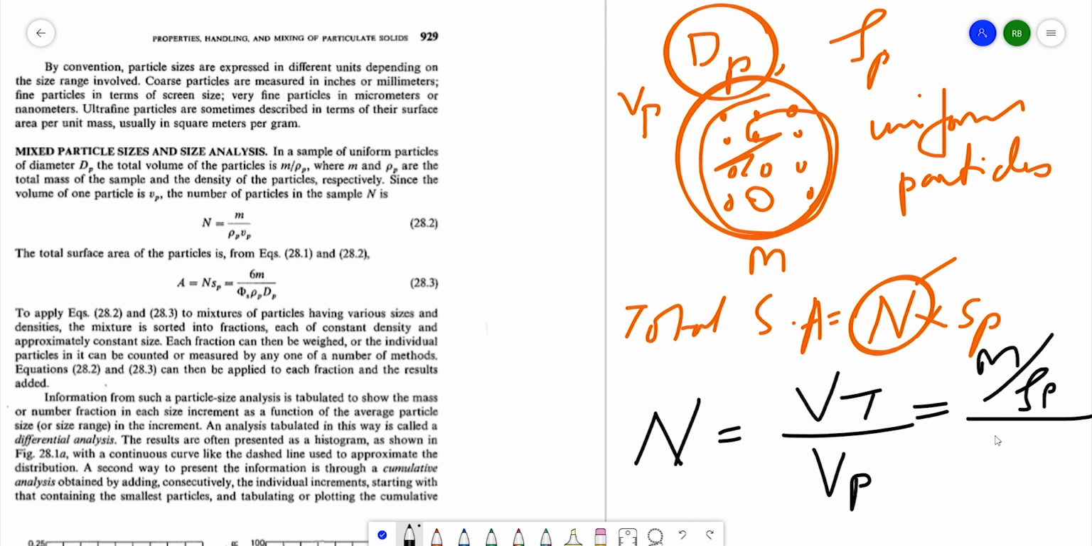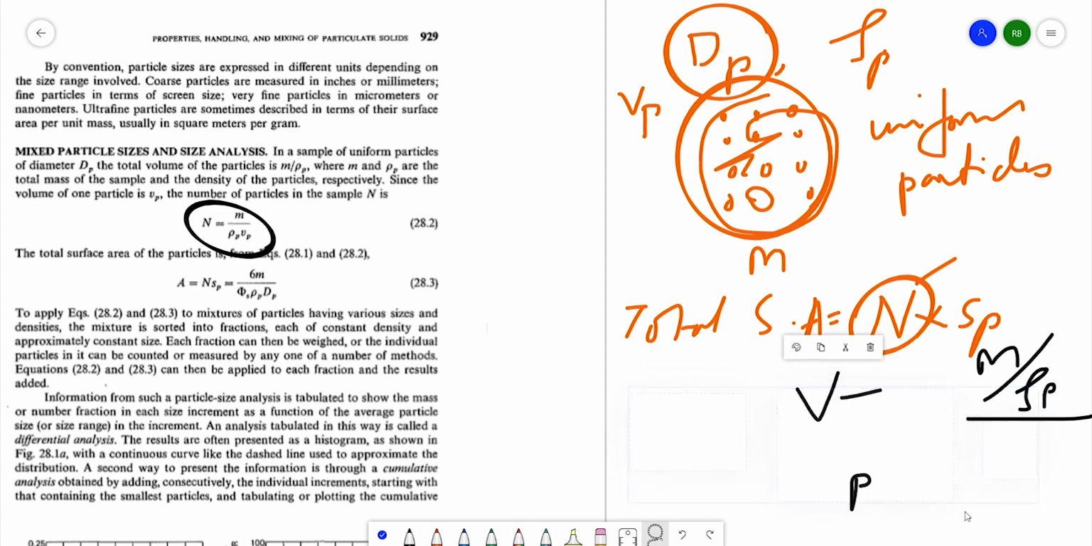And you have the volume of each particle. So from this, you will get the total number of particles n in terms of m, rho, and Vp, that is the volume of each particle. So n is done. So you have to find out Sp in terms of other factors.